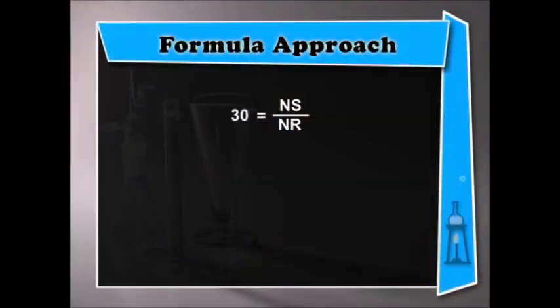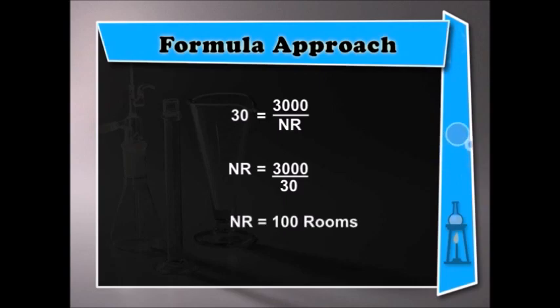30 is ds, 3,000 is ns, and I'm asked to find nr. So I set up a formula, 30 equals 3,000 divided by nr. And then I cross multiply, 30 nr equals 3,000. Then I rearrange the expression, nr equals 3,000 divided by 30, and lo and behold, I obtain the correct answer, 100 rooms. Is this a good approach?